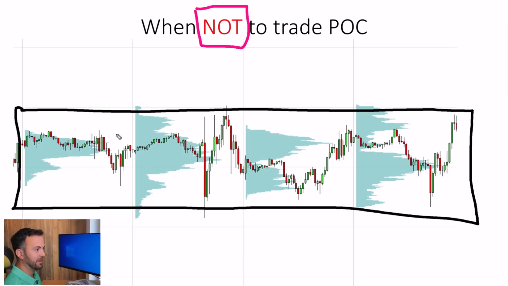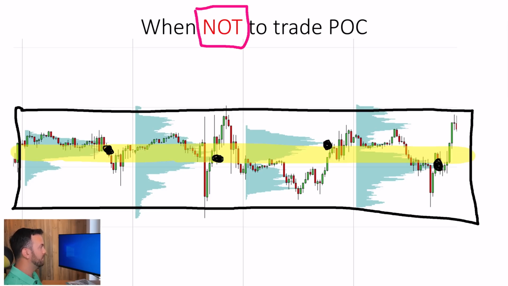The reason is that point of control in a rotation is usually somewhere in around the center of the rotation. So this is the point of control of the first profile, second profile's point of controls is in here, then there's point of control in here, the last profile has a point of control in here. So as you can see, it is somewhere around the center of that rotation channel, right?